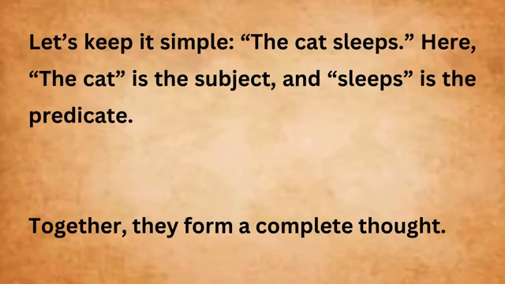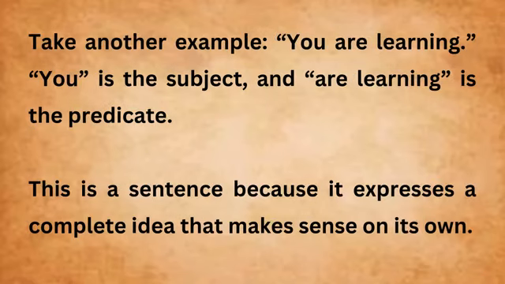Let's keep it simple. The cat sleeps. Here, the cat is the subject, and sleeps is the predicate. Together, they form a complete thought. Take another example. You are learning. You is the subject, and are learning is the predicate. This is a sentence because it expresses a complete idea that makes sense on its own.